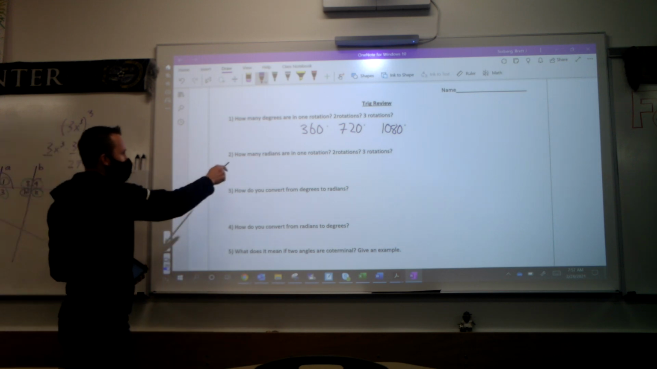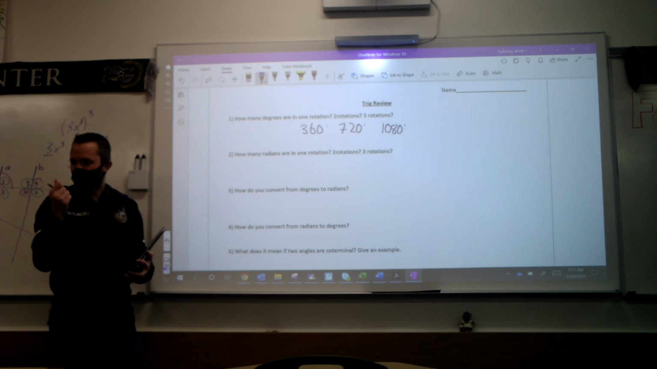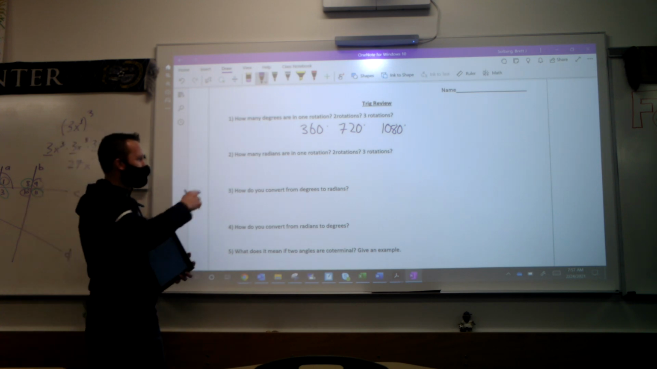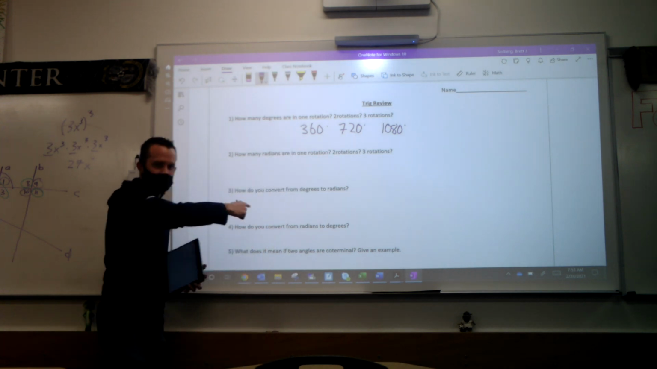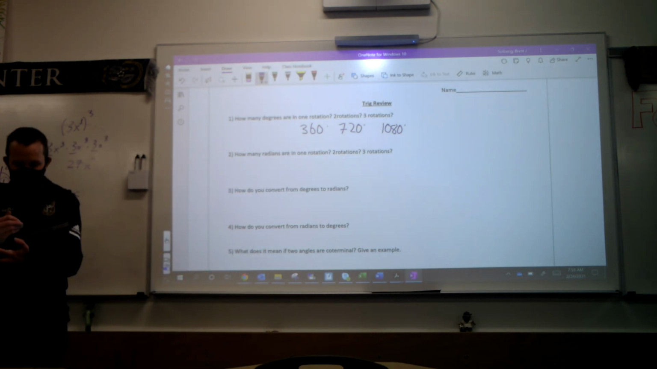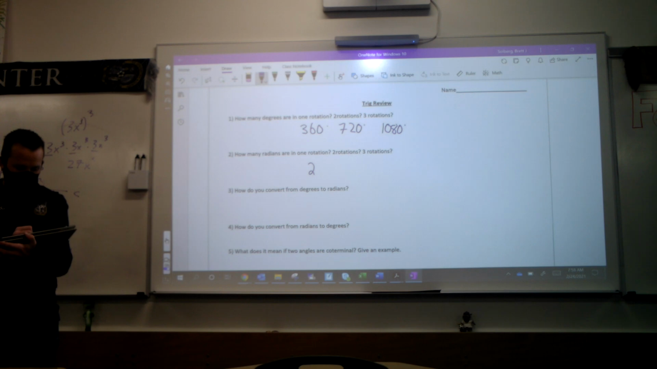Okay, how many radians are in one rotation? If you look at your unit circle, it already has it filled in. It says one rotation is 360 in degrees. What's one rotation in radians? 2 pi. So then what is 2 rotations? And what is 3 rotations?